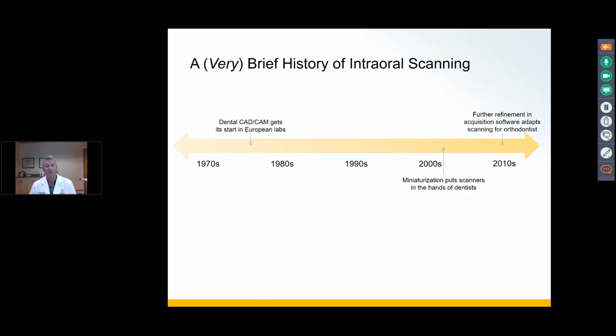We'll move on now to our first area of interest, which is a very brief history of intraoral scanning. I think when you look at dental CAD/CAM studies and where this got its origin, it was in Europe, and of course it's in the 70s. It really wasn't until the miniaturization of these electronics put scanners into the hands of dentists in the early 2000s. And for orthodontists, this refinement of how to acquire whole arch scans for our purposes really wasn't until 2010. So we came on a little bit later in 2012 and then been rolling with this ever since. But that's a good brief overview.